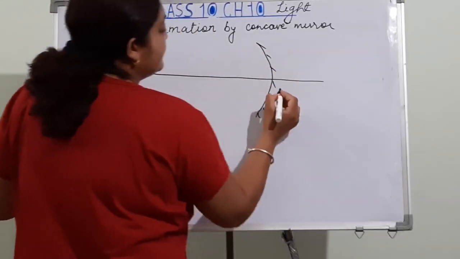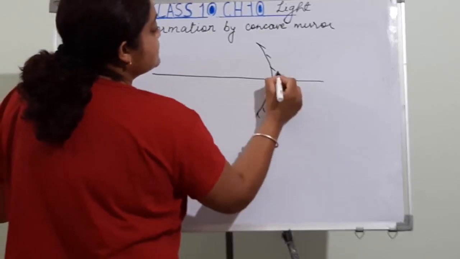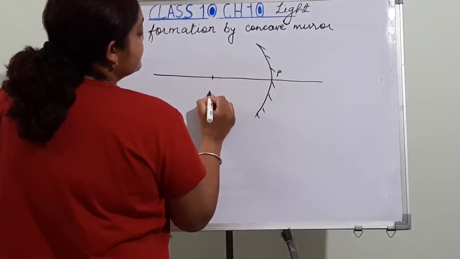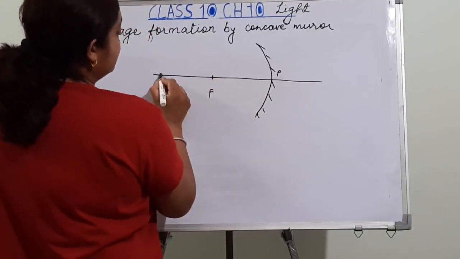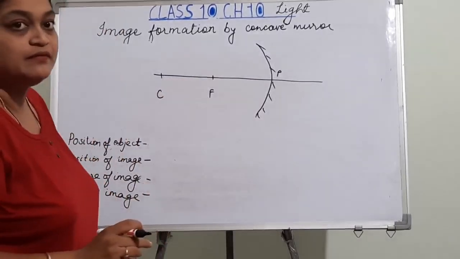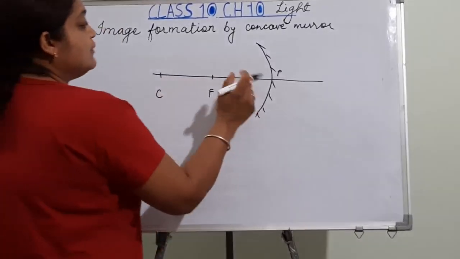This is a concave mirror. This is the principal axis, pole, focus, and this is the center of curvature. Now the object is placed between focus and pole.